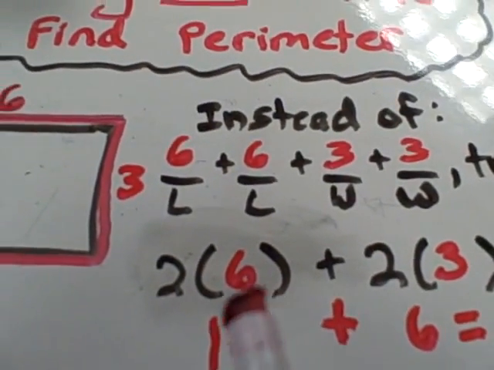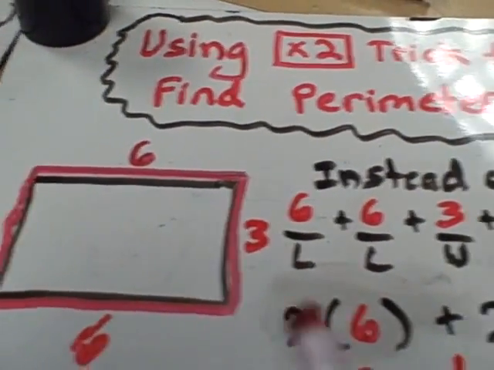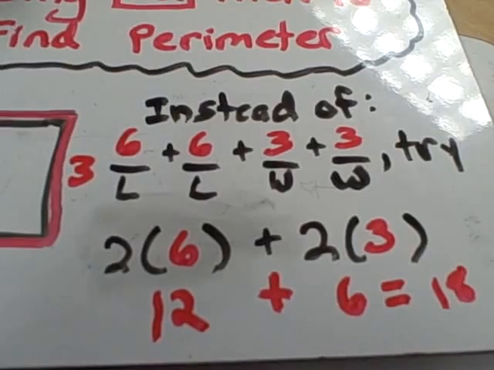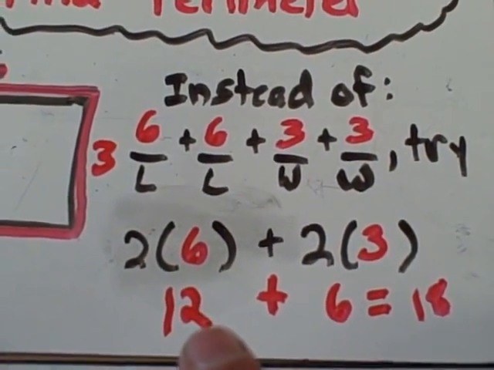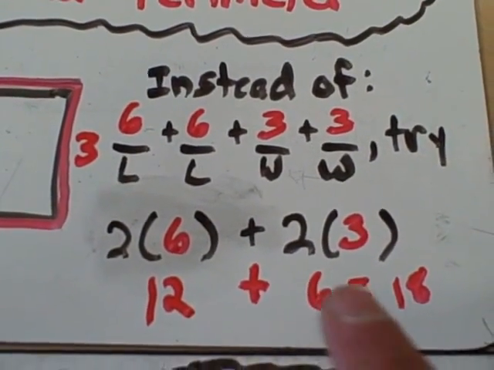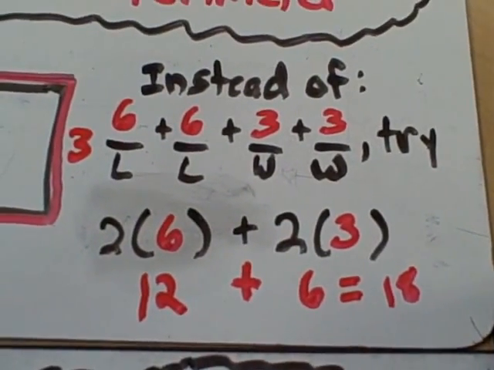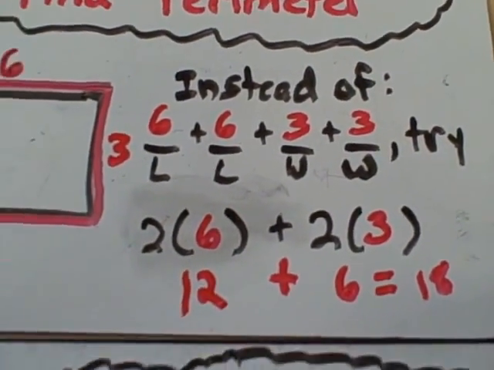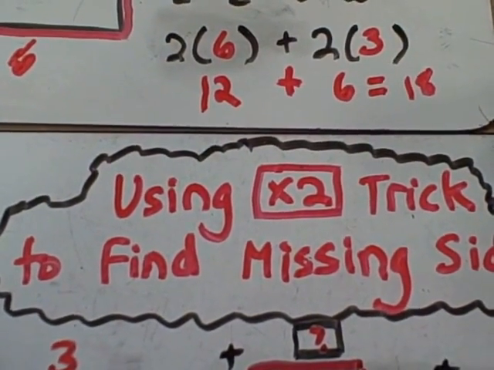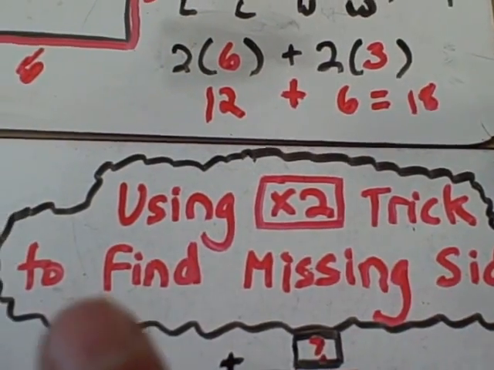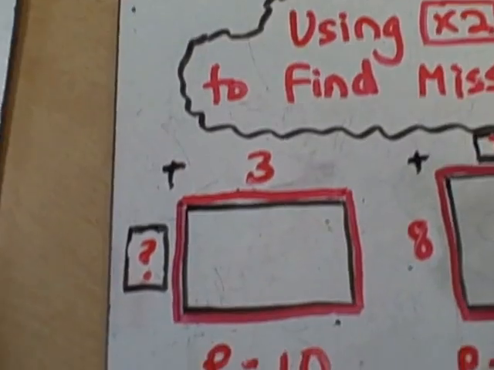So if you can use this strategy, 2 times one side plus 2 times the other side to find perimeter, then you'll be able to find a missing side length. So now that I know that 2 times the length is 12, 2 times the width is 6, and I can add them together to get 18, I can use that same 2 times strategy to work backward. So now, instead of not knowing the perimeter and knowing the sides, we're going to use the times 2 trick to find the missing sides if we know the perimeter. So we're going to work backwards.